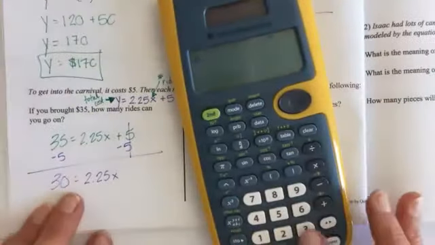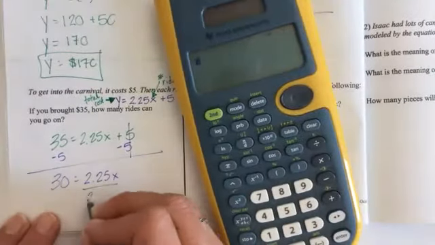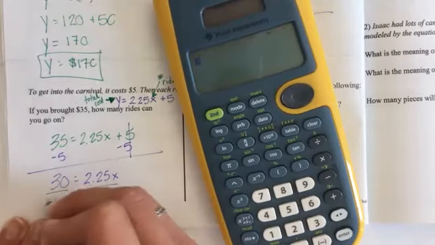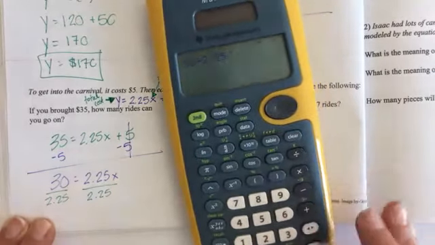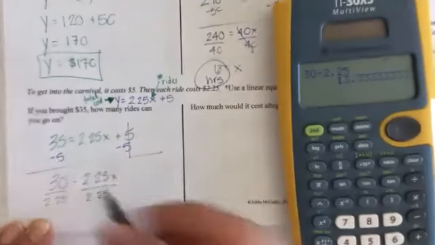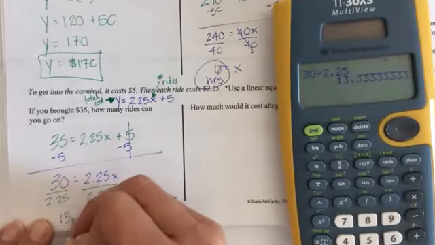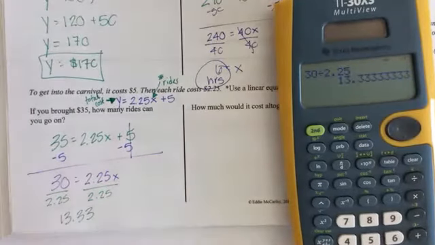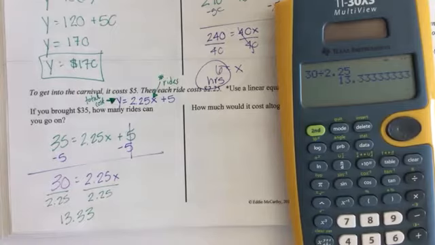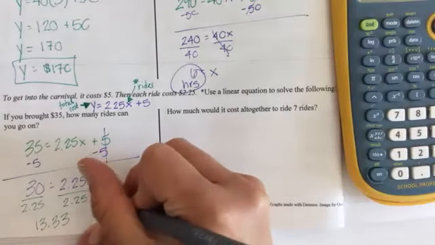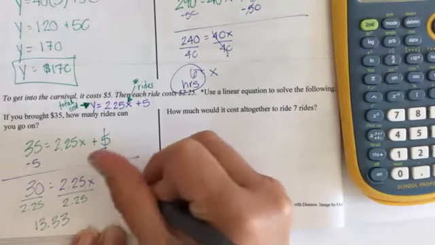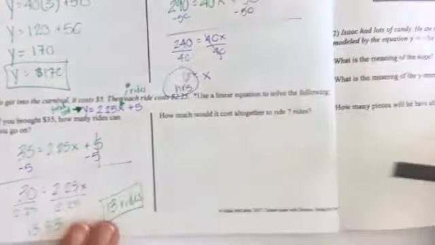Okay, so if you try to get x by itself, you can divide both sides by 2.25. So 30 divided by 2.25 is 13.33. Okay, so if it comes out funny, can I ride 13.3 rides? No, just 13, okay? So you're just going to have a little bit of change left over. So 13 rides would be your answer.